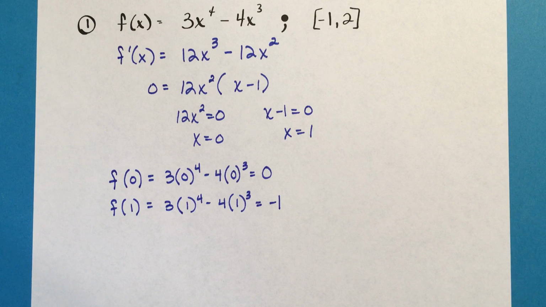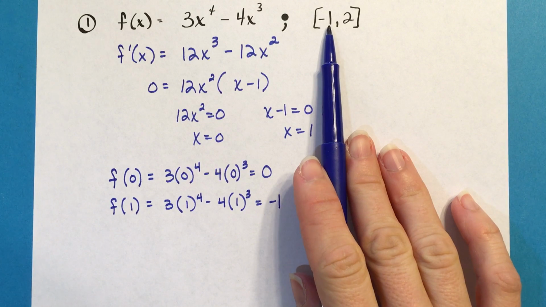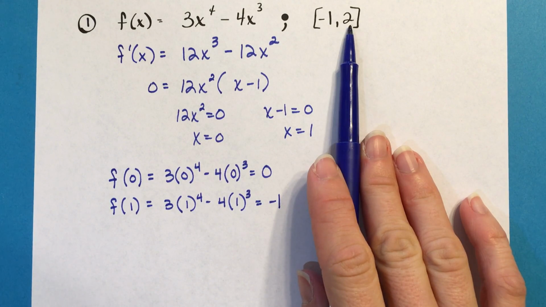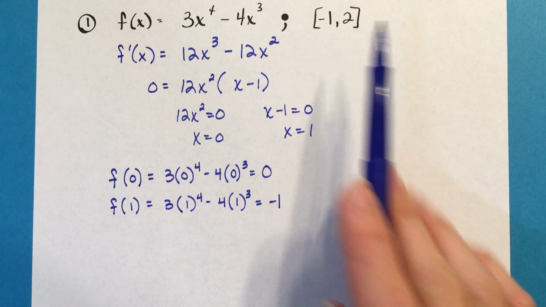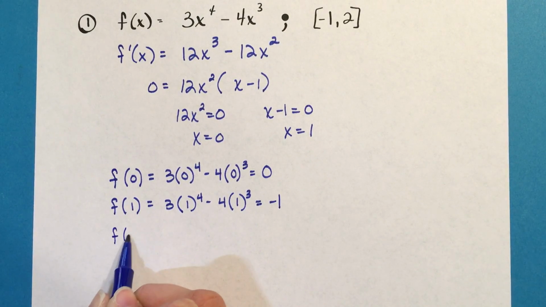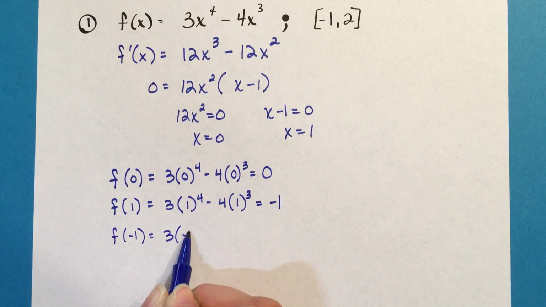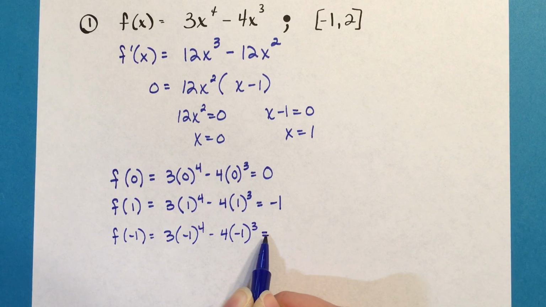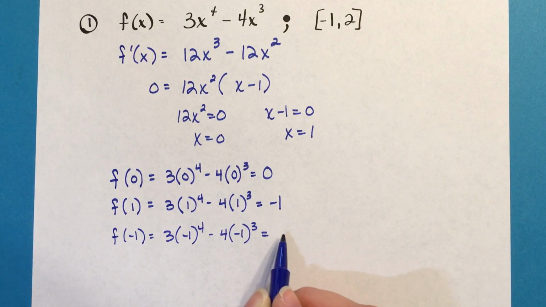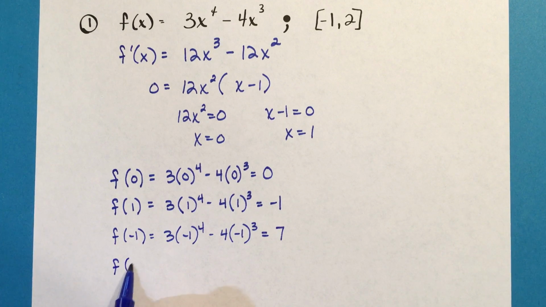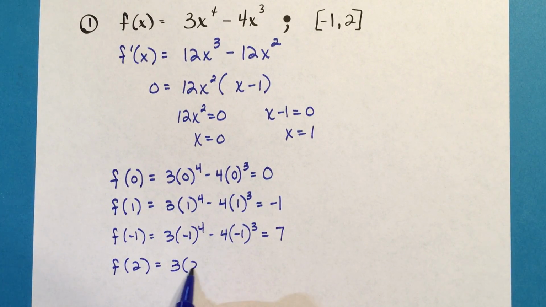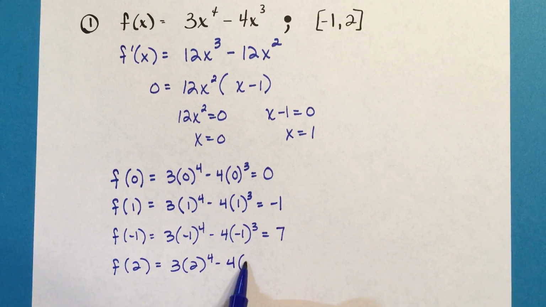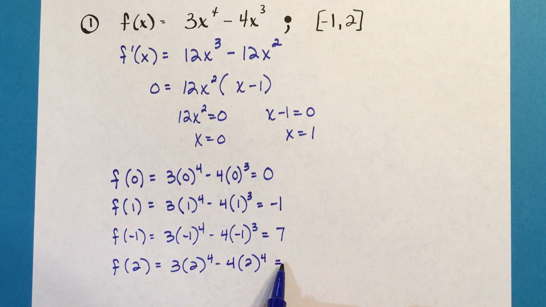Step 3 says to evaluate the function at each endpoint. So this is where your closed interval comes in, where it goes from -1 to 2. So now you evaluate your function at each of these values. At -1, that will give me a value of 7. And now my other endpoint is at 2, and that will give me a value of 16.